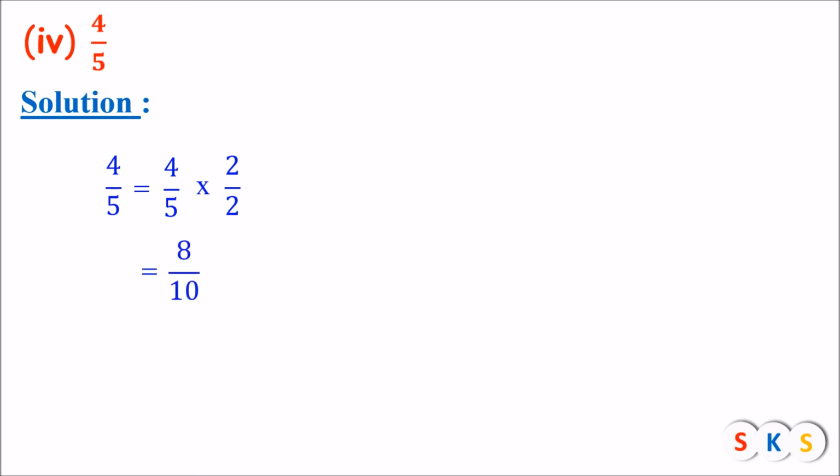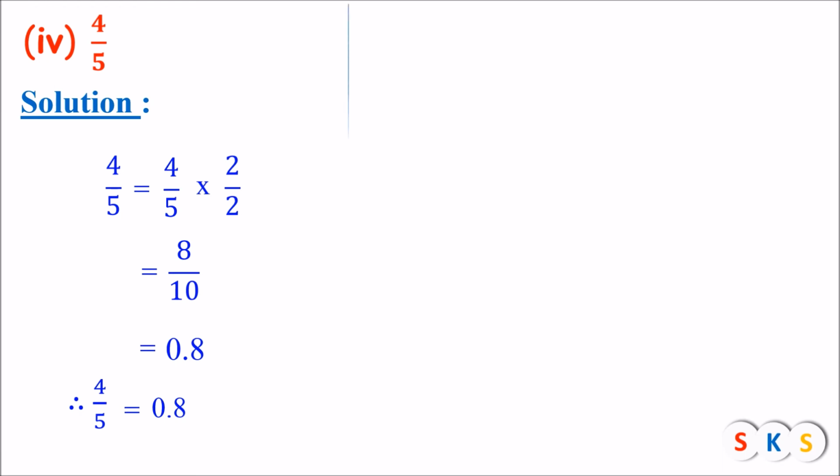Now it's easy to convert 8 upon 10 into decimal form. When we divide by 10, we get 0.8. Therefore 4 upon 5 equals 0.8. So make a note: if it's not easy to convert the denominator into tens or hundreds or thousands, in that case you have to divide directly.